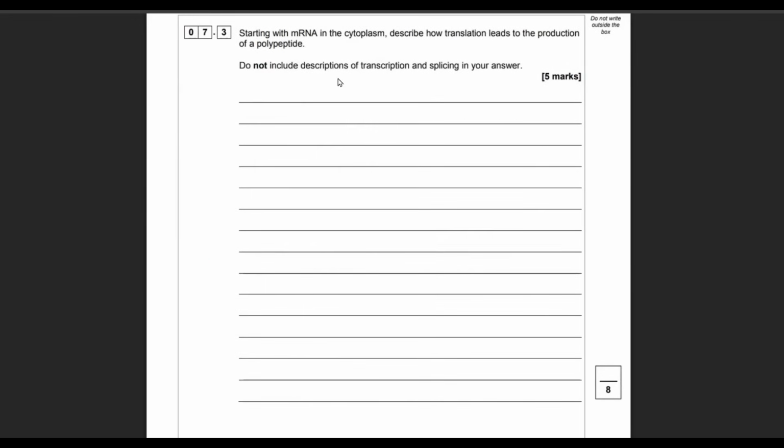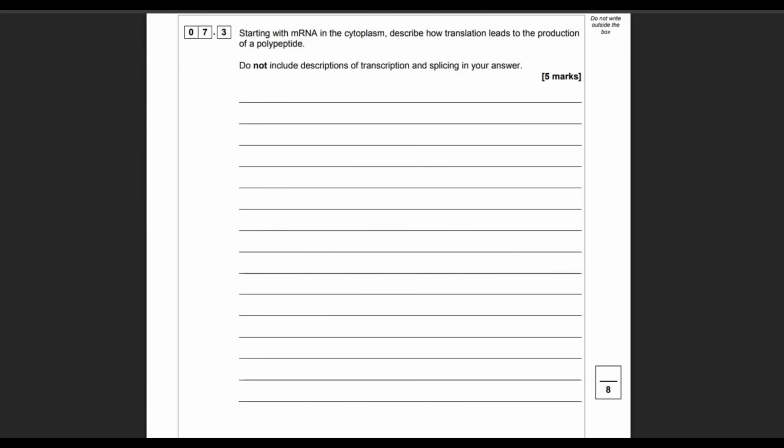Okay, 7.3, starting with mRNA in the cytoplasm, describe how translation leads to the production of a polypeptide. Basically, 5 marks, talk about translation. Do not include descriptions of transcription and splicing. So they don't want us to say the mRNA leaves via a nuclear pore, or that it's pre-mRNA, or that the introns are removed by splicing. They want us to go from after splicing.